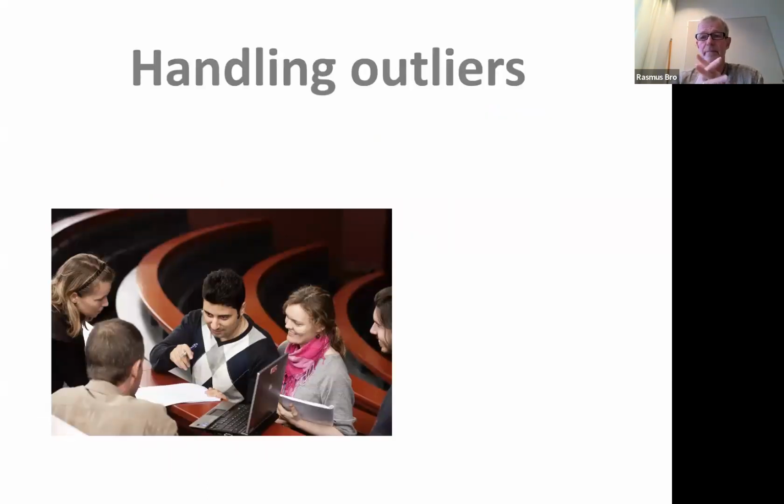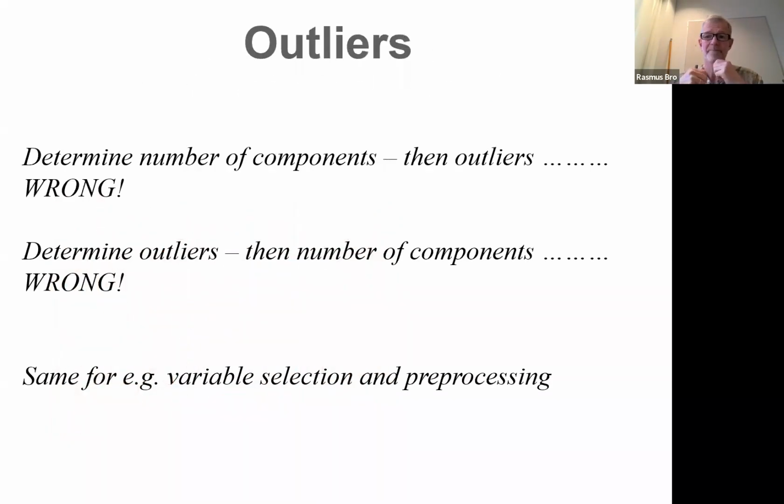Let's talk a little bit about how to handle outliers in models. First of all, initially when you start learning to do data analysis, you would so much like to follow a protocol because that makes life a lot easier. So you would like to first check for outliers, then determine the number of components, then do variable selection, then select pre-processing or whatever. And the fact is that simply doesn't work. The reality is you have to do everything simultaneously, and that hurts initially when you're new to data analysis.